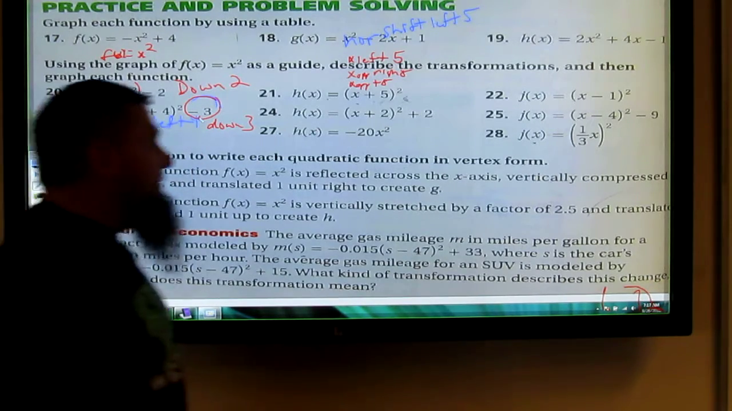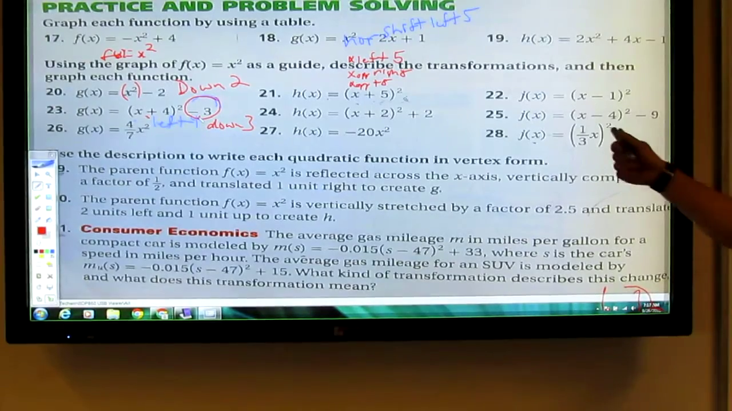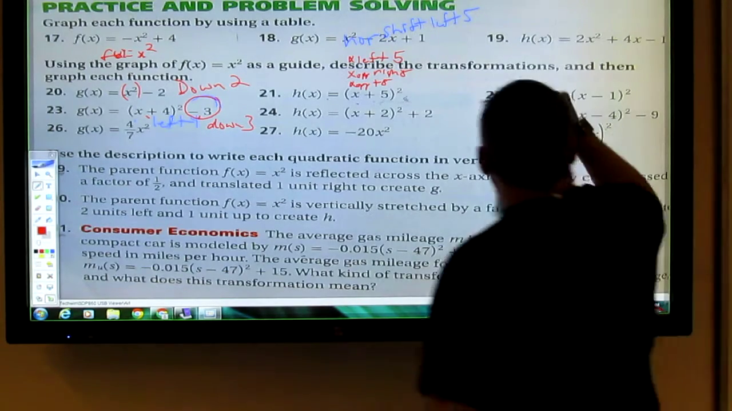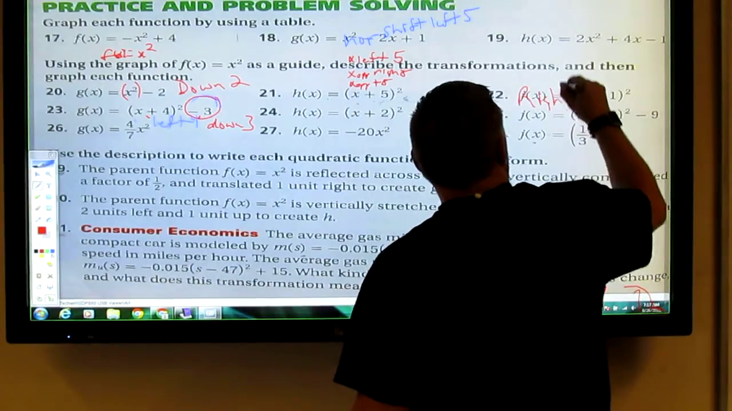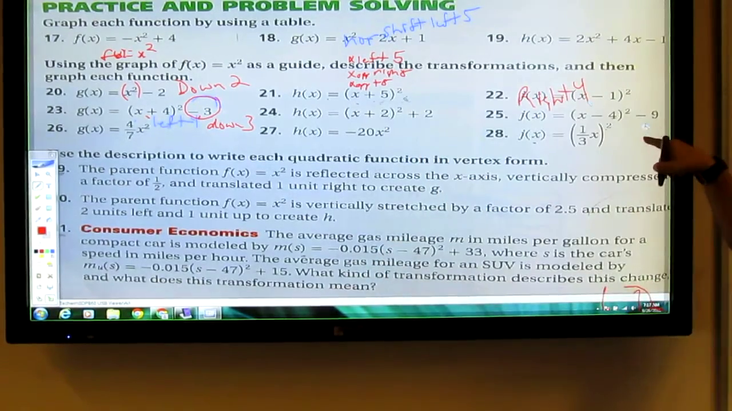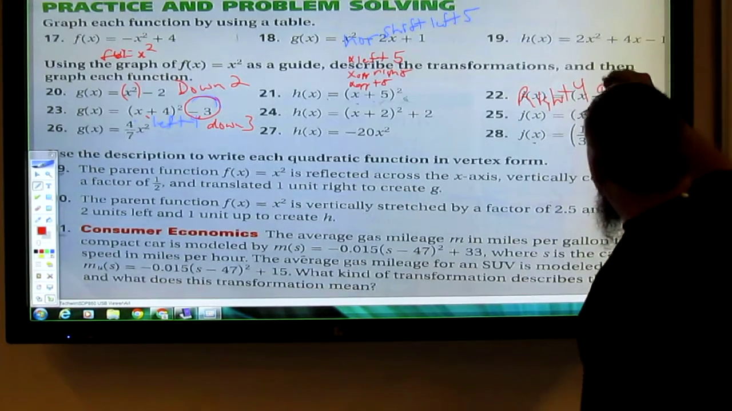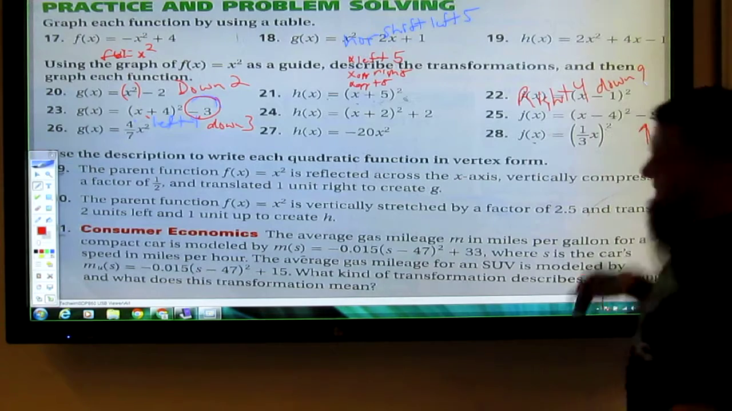Okay? 25. What are we doing here? It says left 4, but it's the opposite. It's X. What's the opposite of left 4? Right 4. So it's right 4, and then what is this? This tells me that it's up or down? Down. How much? 9. It's that simple.